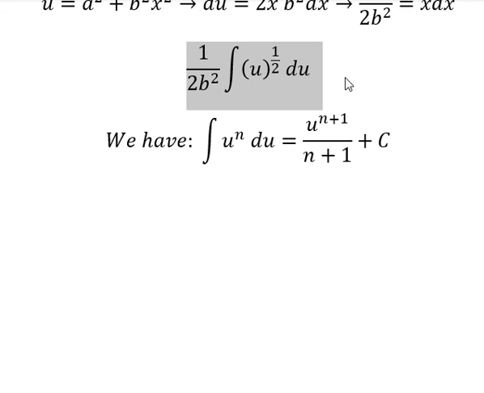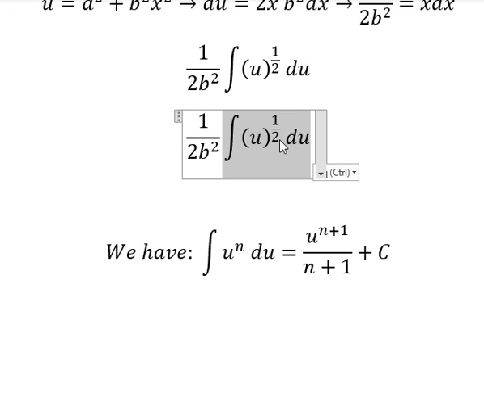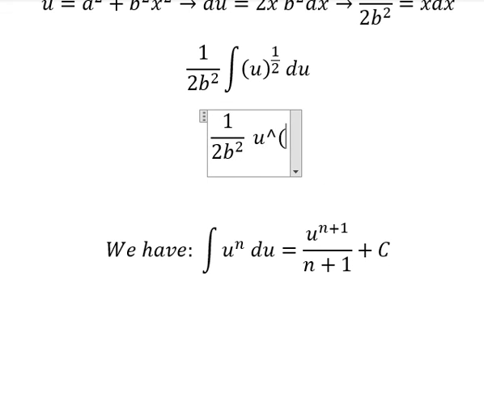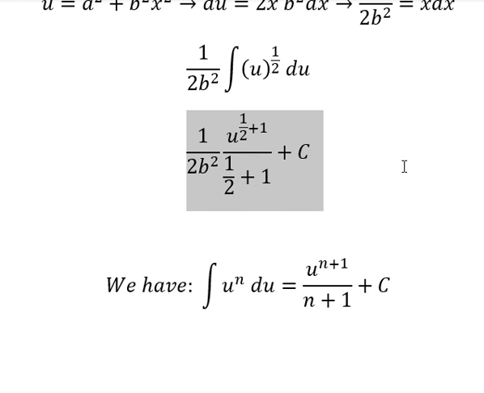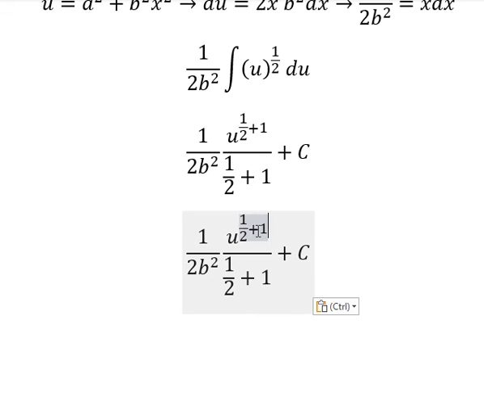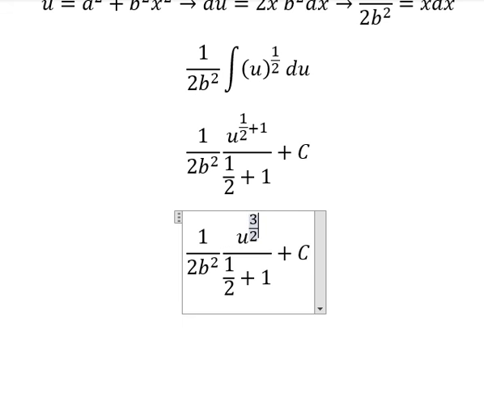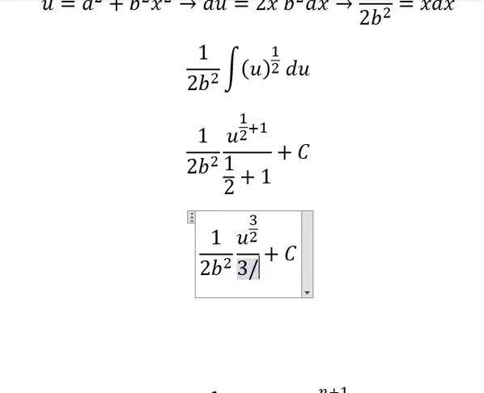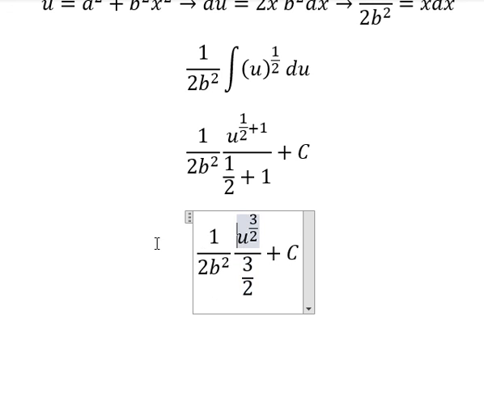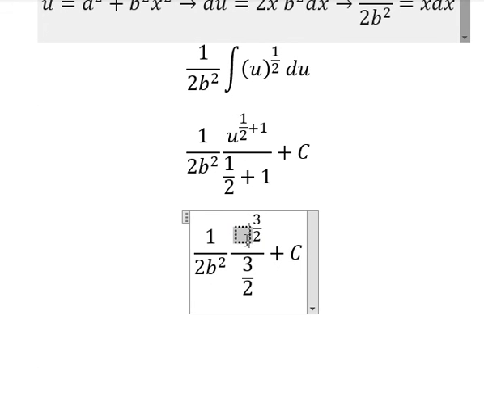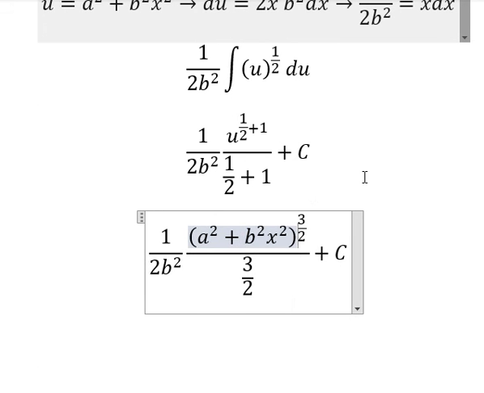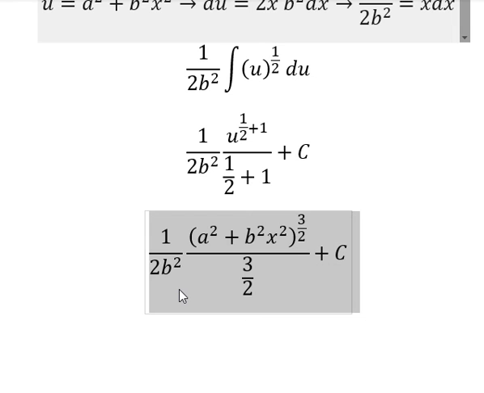Now we can apply the formula in here. And this one we have 3 over 2 and 3 over 2 about u, that is about this one. And this is the final answer. This is the end.